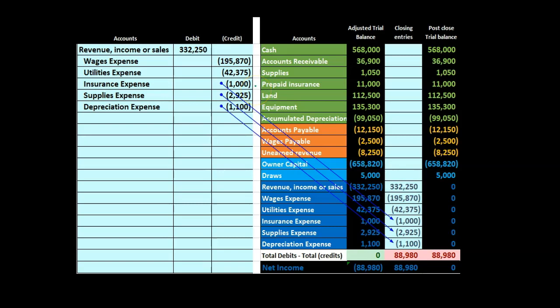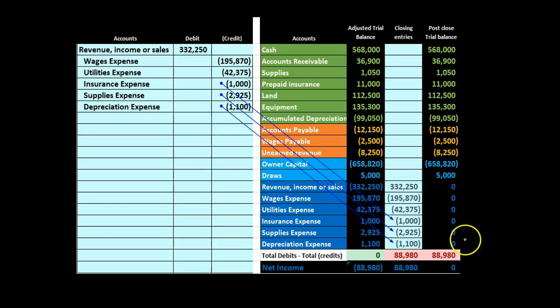So we're just going to put a credit of 1,000 to insurance expense, a credit to supplies expense of 2,925, a credit to depreciation of 1,100. And then if we post these three out, that will then do what we wanted to do, closing those account balances down to zero. Once we do that, we've done what we needed from the first of two journal entries. We've closed all of the income statement accounts down to zero, but we're out of balance. We're out of balance here, and we need to do something to fix that.